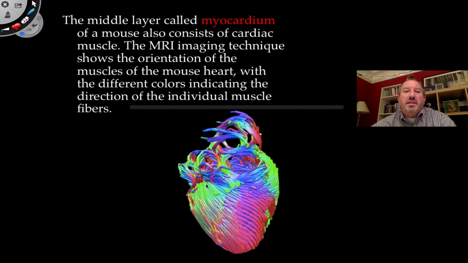Okay, and then finally, I found this image that I thought was particularly cool here. This is an MRI photograph of a mouse heart, in particular just of the myocardium. And you can see all the different colors indicating different directions of which the myocardium fibers are inside the heart. So it's sort of emphasizing the fact that the heart acts as a pump.